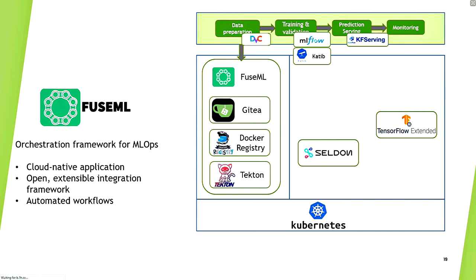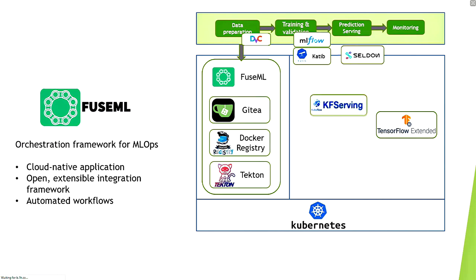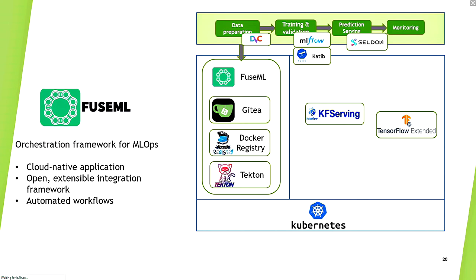And because this ecosystem of tools is constantly expanding, the last thing you want is to be stuck into a tool set. You can use FuseML to write extensions to add support for new tools as they become available. In this case, you can write an extension for Seldon to replace KF Serving in the workflows that you're already using. That's always nice to have.